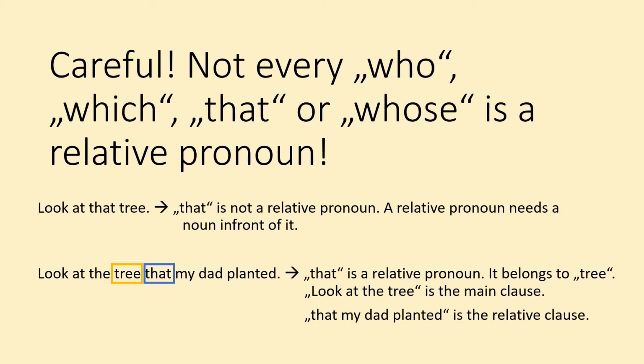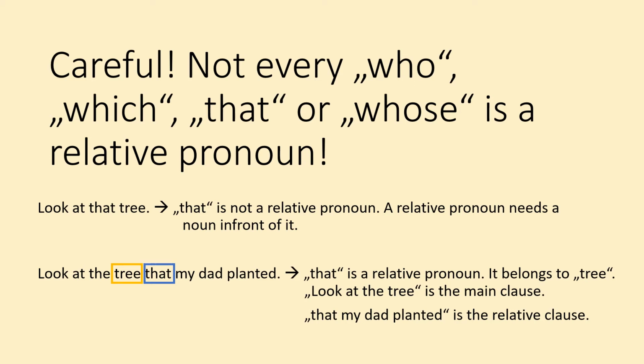Now look at the tree that your dad planted. Here, that is a relative pronoun. It describes the tree. Look at the tree is the main clause. That my dad planted is the relative clause. You don't have to look at any tree. You have to look at the one that your dad planted.